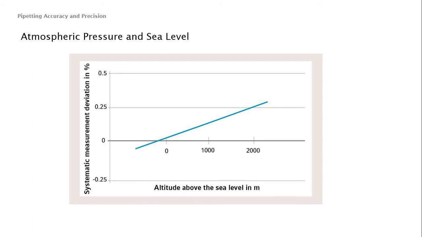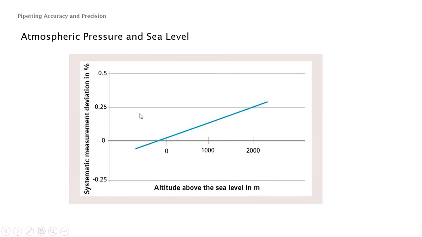So the last one is the atmospheric pressure and sea level. It doesn't really greatly affect the pipetting performance, but it somehow gives a small error. The idea is that at a different sea level or different altitude of the place, you will have a slight change in your measurement. So you need to calibrate it in your place.